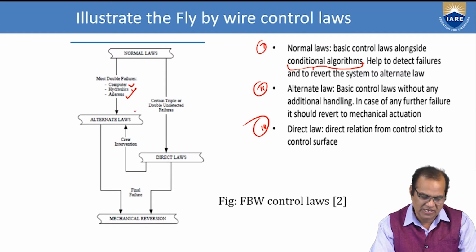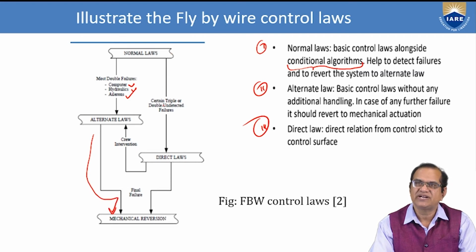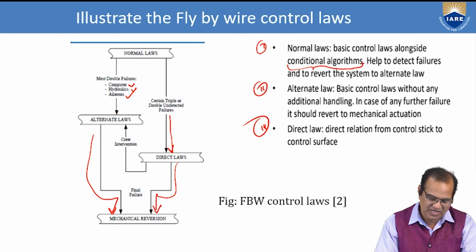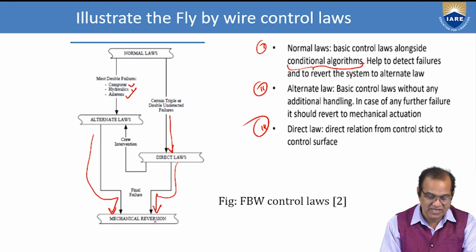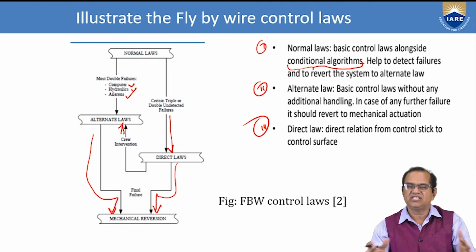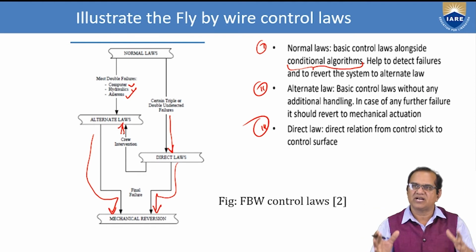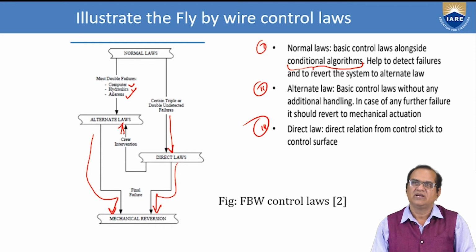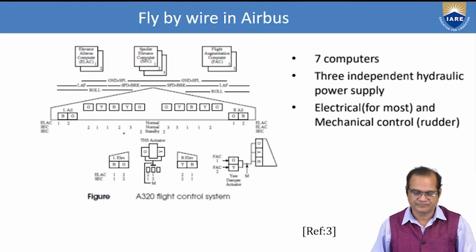Then it will go to the alternate law. This alternate law will go directly, if it fails, to the mechanical. If you see the next, here a certain triple or double undetected failure will go to the direct law, and from here, if the direct law fails, it will go to the mechanical reversion. From the direct law, it can go to crew intervention, where the pilot can intervene. In this type of system, normal law, alternate law and direct law are followed. These are the basic fly-by-wire control laws.